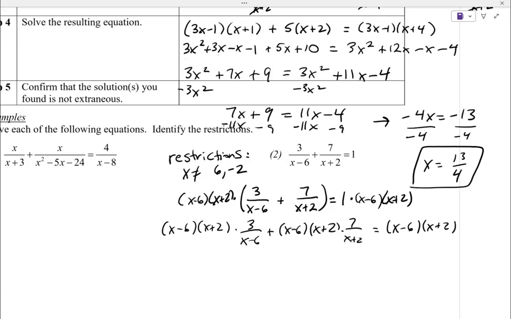All right, what happens on the left-hand side now? Good, the x minus 6 goes away in the first one and in the second one, right? So we're left with 3 times x plus 2 plus 7 times x minus 6 equals x minus 6 times x plus 2. We good to hear? What's next?